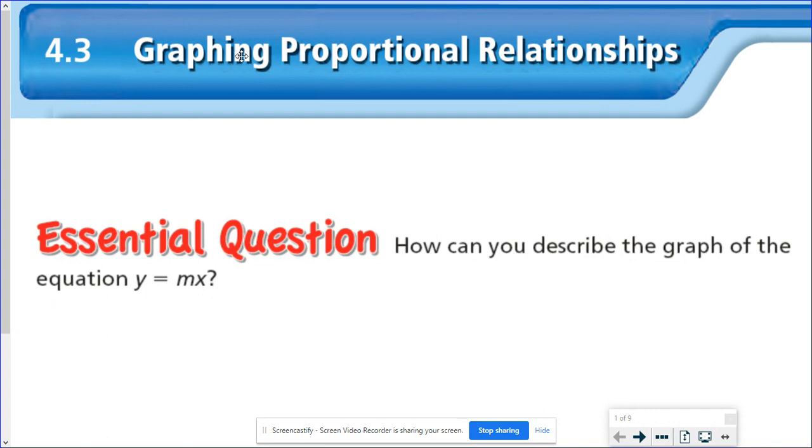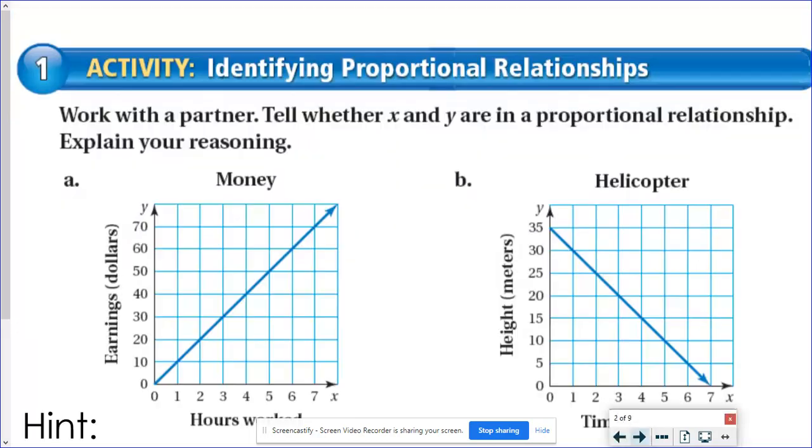Today we're going to be talking about graphing proportional relationships and recognizing the graphs of proportional relationships versus non-proportional relationships. So the first thing I want to be able to do is take a look at graphs and decide if they are proportional just by how they look.